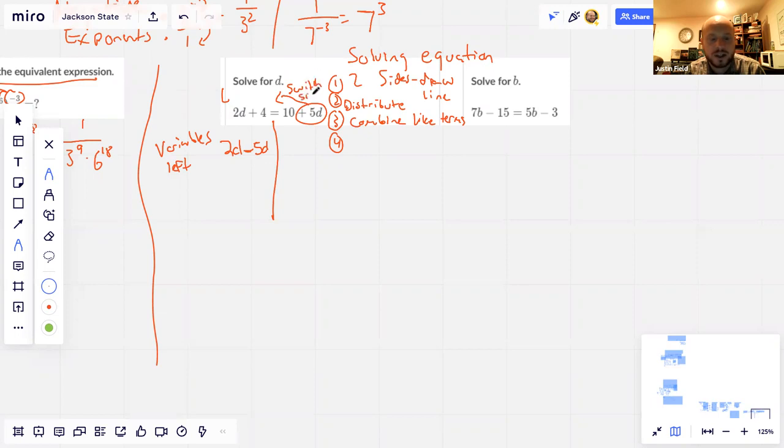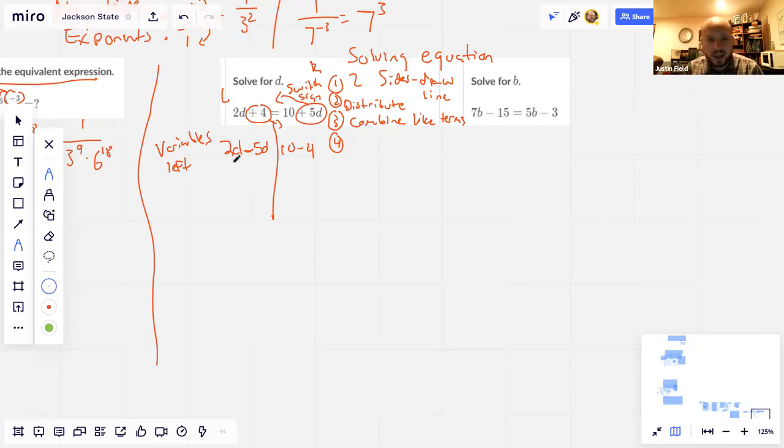Switch sign. Negative 5D. And we're going to do the same thing with this 4, this number. Numeric term is going to the right side. And so the 10 is already there on the right side. Bring that down. And this positive 4 is now going to become a negative 4 on the right side.